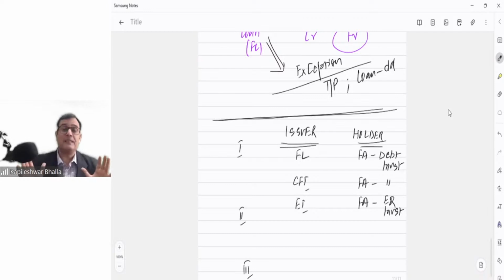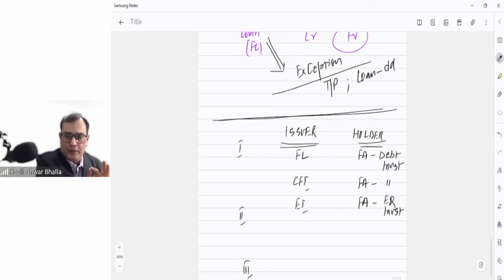Step number one is pretty simple. As a holder, you need to step into the shoes of the issuer. So if you say that it's a financial liability, then the holder would say it's a financial asset debt investments. If he says it's a compound financial instrument, then I would again say it's a debt investment. And if you say that it's an equity instrument from the issuer perspective, it's a financial asset equity investments. So you would classify the financial assets as debt investments, or you would classify them as equity investments.